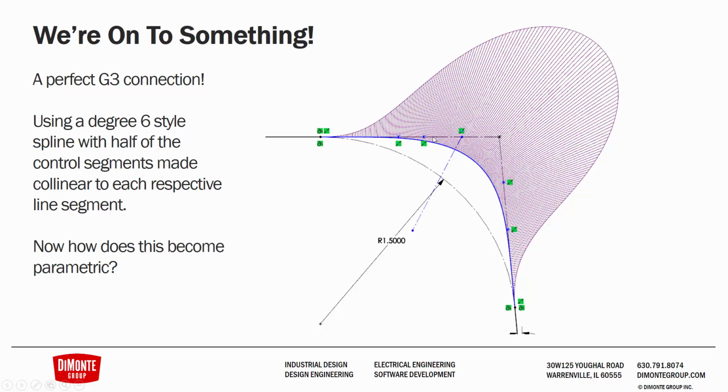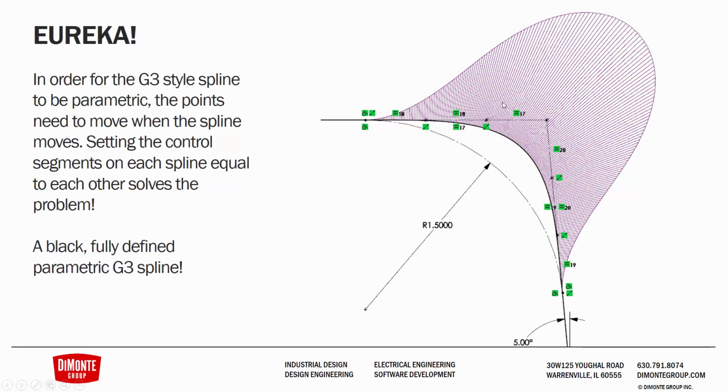So here we see the 3 different line segments made collinear here, the 3 different line segments of the spline made collinear here, and we have that really nice smooth acceleration typical of a G3 connection. So how do we make that parametric? And the way we go about making that parametric is setting up relations in the sketch such that the points are fully defined. We can use the equal relation here such that all of the line segments in the style spline are equal to each other.